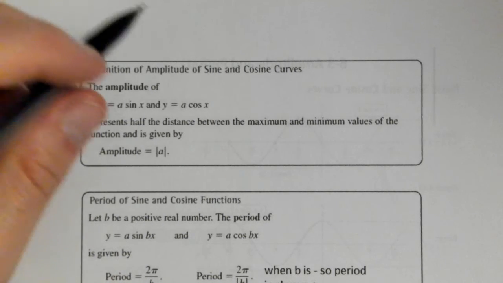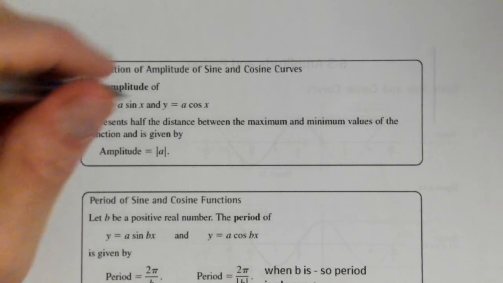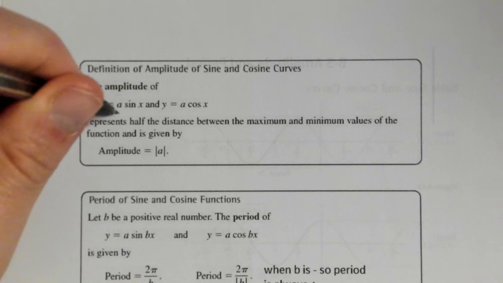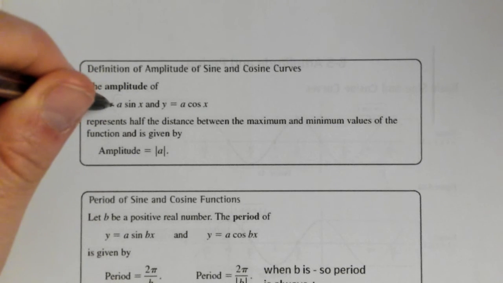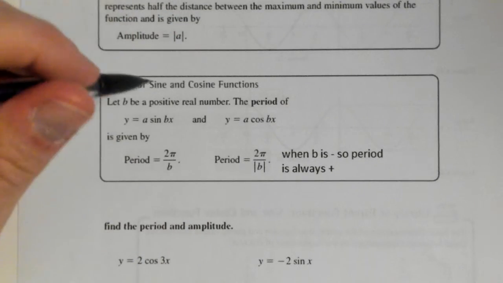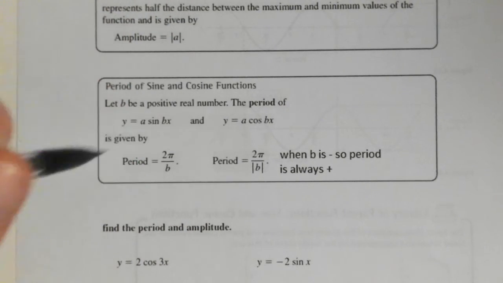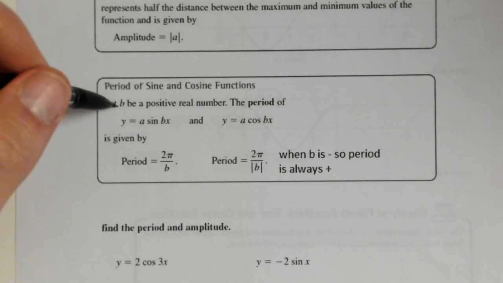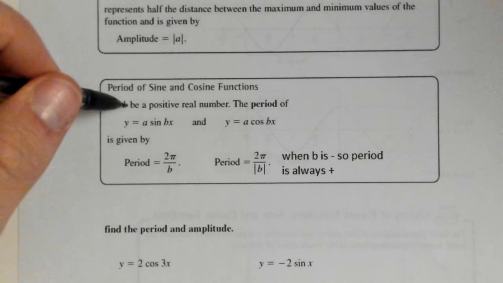We're going to get into a section where we look specifically at graphing these functions, and how changing the equation affects the graph. But right now we just need to know that the absolute value of this number is your amplitude. All right. Now let's talk about how we would calculate the period. And so let B be a positive real number.